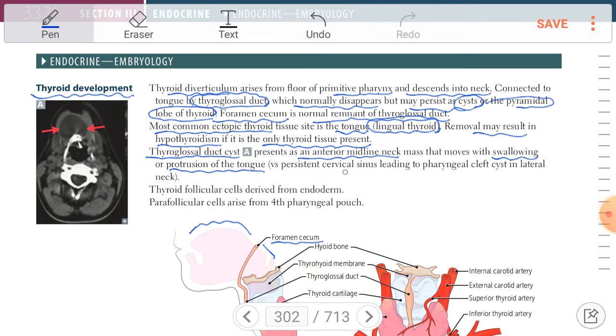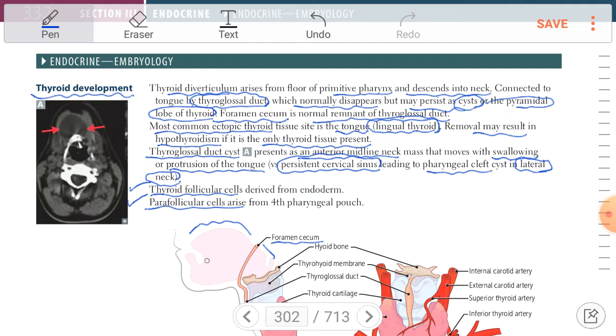Then there is another thing called persistent cervical sinus, which will lead to the pharyngeal cleft cyst. It's found in the lateral part of the neck. So you have the thyroglossal duct cyst, which is found in the anterior midline of the neck, and it will move with swallowing and protrusion of the tongue. But you have another one called persistent cervical sinus, which is the pharyngeal cleft cyst, found in the lateral part of the neck.